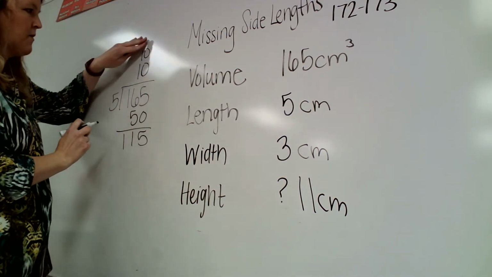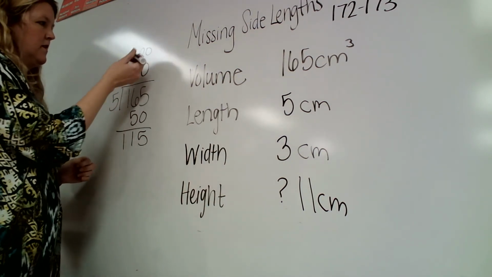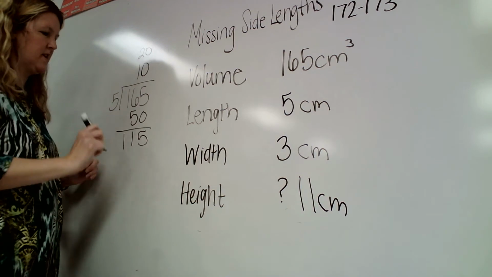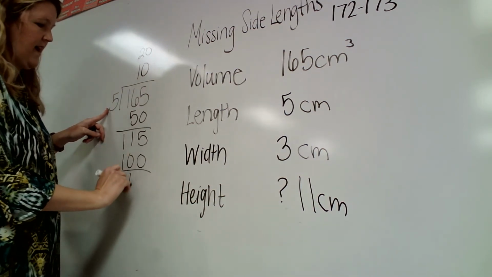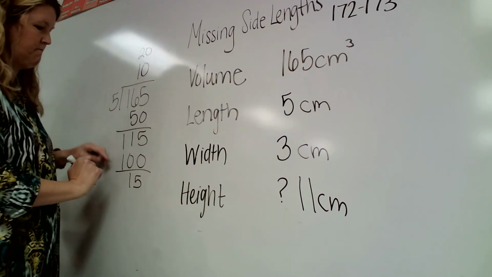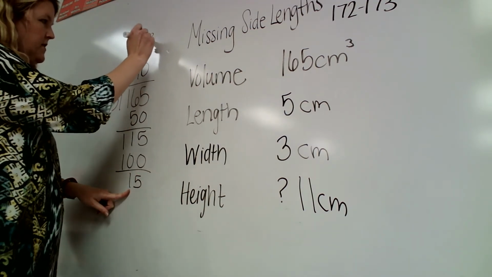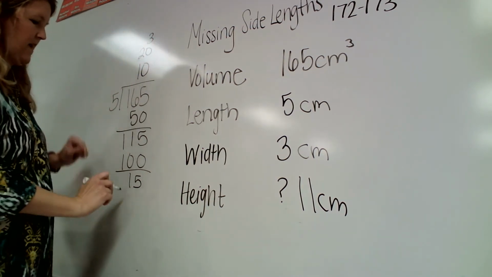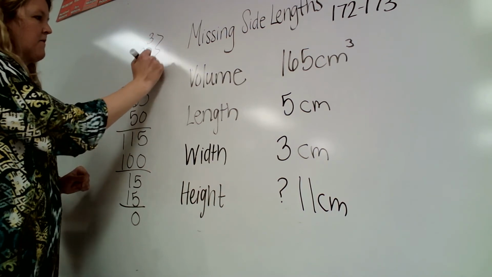And then, you may want to go ahead and just do a group of 20 so that you don't have as many steps here. I could have done that to begin with. 20 times 5 gives me 100. Then I have 15 left over. So now I can make 3 groups, since 3 times 5 is 15. So now I've got 33.